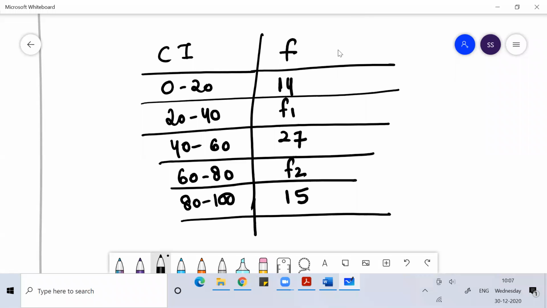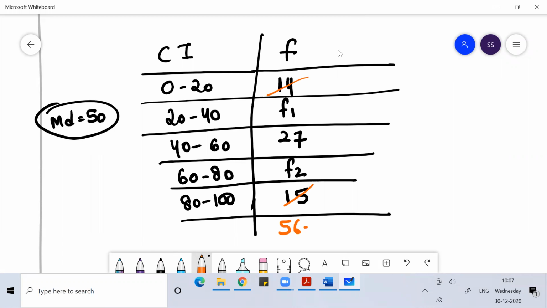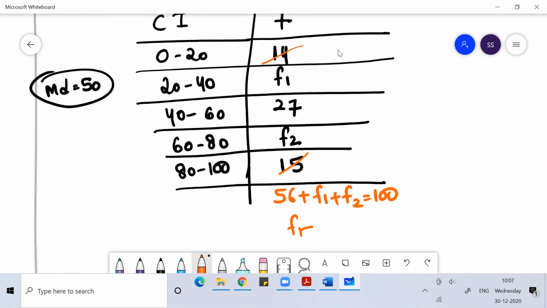Now see this, this is the question. The median is given to you, sorry, not 30, the median is 50. Now if I add the given frequencies: 14 plus 15 is 29, 30, 56. So this is 56 plus f1 plus f2, and the sum of frequency is given to you as 100. So f1 plus f2 is equal to how much? 44, right?